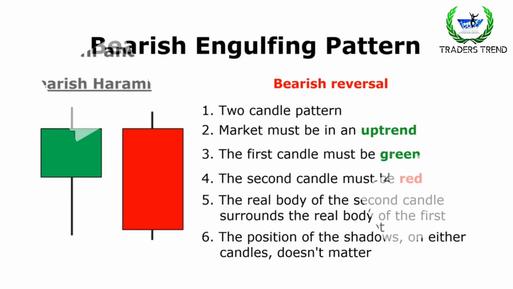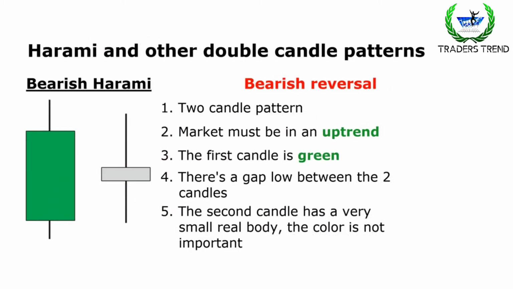The next one is the bearish harami. It is a bearish reversal candle. It is a 2 candle pattern. The market must be in an uptrend. The first candle is green. There is a gap lower between the 2 candles. The second candle has a very small real body. The color is not important. It is like a doji candle. It signals a bearish reversal.